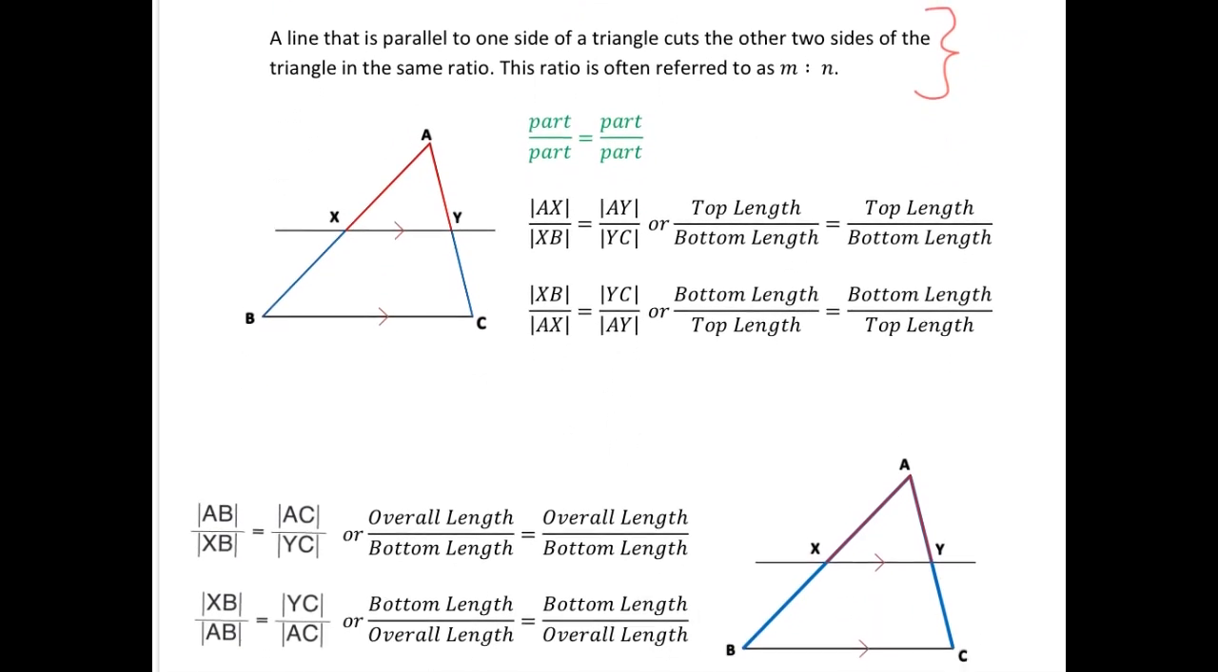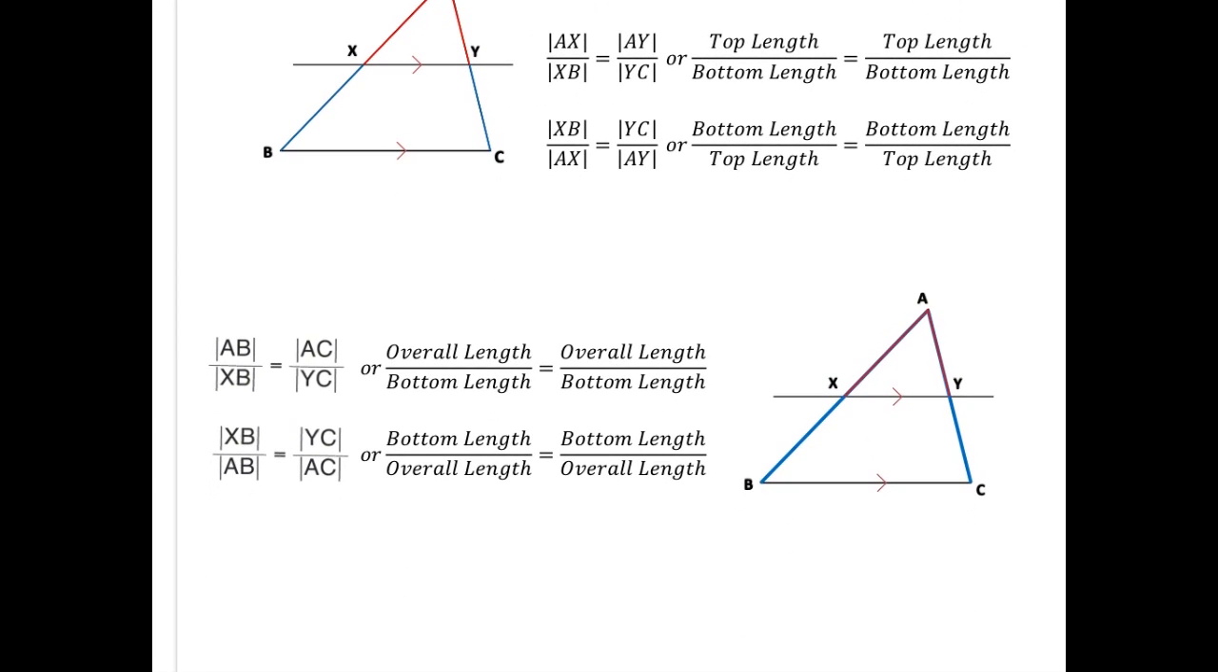The next thing we'll take a look at, and another way of writing these ratios, is instead of saying part over part, what we can say is part over whole is equal to part over whole, or what we can say is that the whole over part is equal to the whole over part. Just flipping that around. But what do I mean by that?